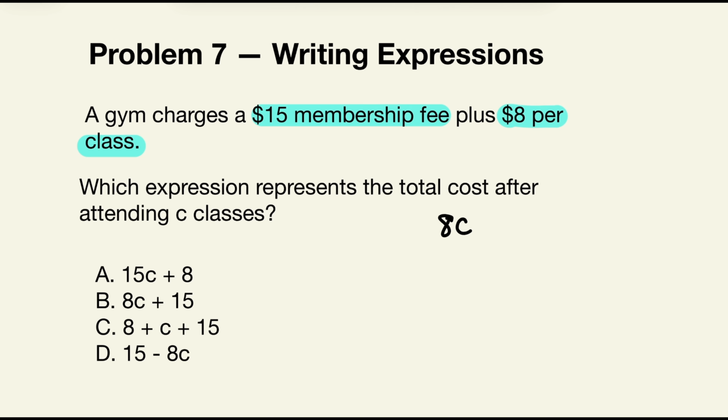Now let's combine both parts. So that is plus the starting fee of $15. Okay, so that is 8C plus 15, which is the correct expression. So answer choice B has 8C plus 15, which is our final answer. A common mistake here is reversing the fixed fee and the multiplying term. So be very careful when you're working through these types of problems. Let's move on to the next problem.